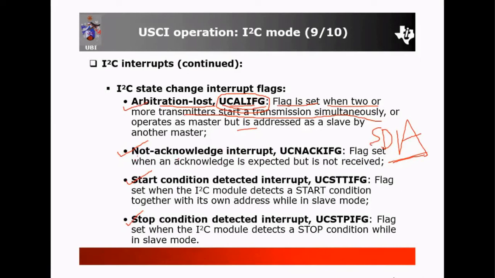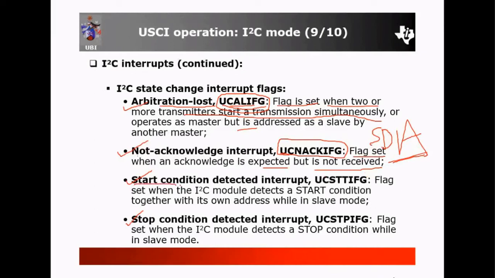Now the next flag is the not acknowledged interrupt, that is UCNACKIFG. UC is used for USCI modules. NACK means no acknowledgement, not acknowledged, IFG is interrupt flag. So this flag is set when an acknowledge is expected but it is not received. You have to transfer the data, but at that location the data is not available. In this case, this flag is generated.